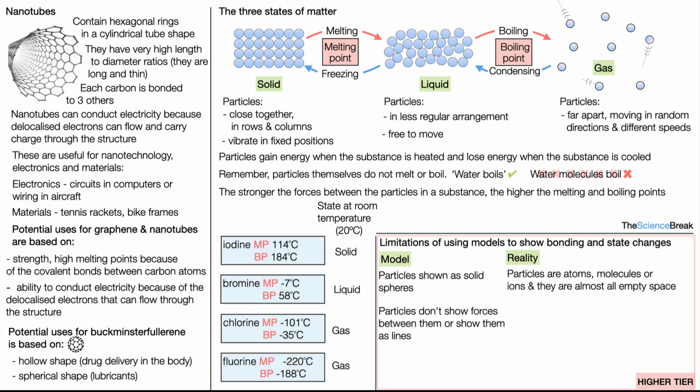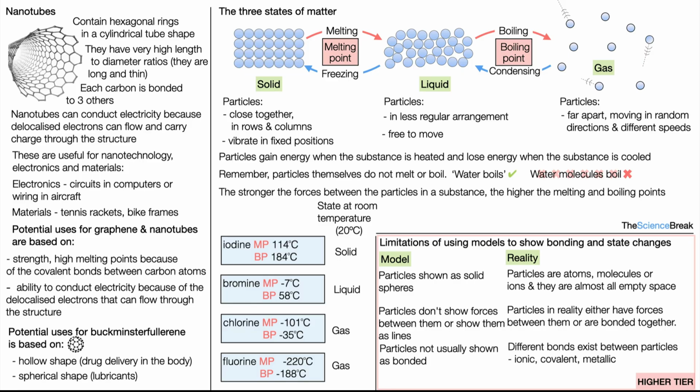In a model, the particles don't show the forces between them, or they show the forces as lines. In reality, the particles have forces between them or are bonded together. Particles are not usually shown as bonded in the model, but different bonds do exist between the particles, for example, ionic, covalent, or metallic. Particles are not moving in our model, or not often moving in our model, but in reality the particles are either moving or vibrate about fixed positions as they do in solids.